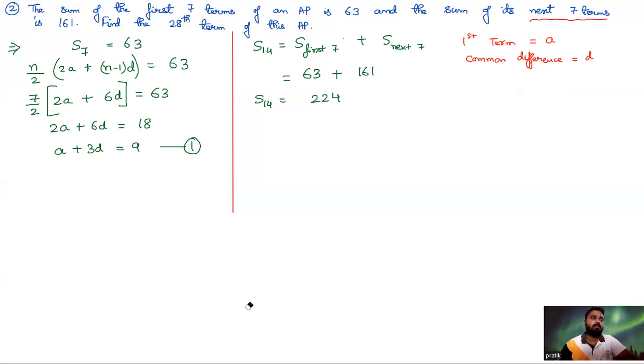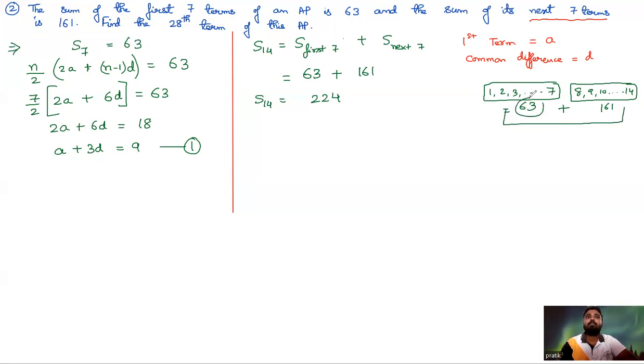Instead of A, B, C, D, I'll just give it as 1, 2, 3, 4 to make you understand. 1, 2, 3, 4 all the way to 7. This is the sum of 7 terms, which was 63. And then 8, 9, 10 all the way till 14, because the next 7 terms was 161. So this plus this, don't you think you will get your first 14 terms in total? Because this plus this is equal to the sum of 14 terms. This is what we have done over here.